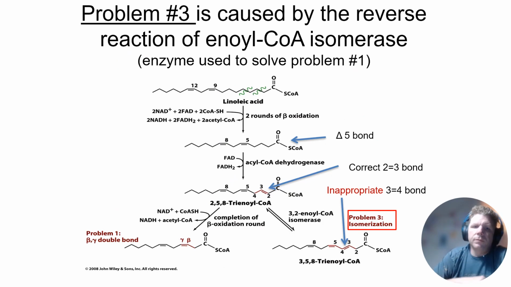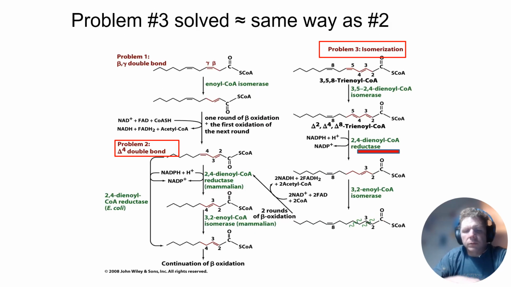Now our third problem is the reverse reaction of our enoyl-CoA isomerase. Where we have to deal with the placement of these double bonds and find something that ultimately is going to look similar to the issues that we saw with our first problems. And we need to get to a 2,3 double bond so that we can process this fatty acid properly. So we'll use parts of problem number 2, that delta 4 double bond, in the process.